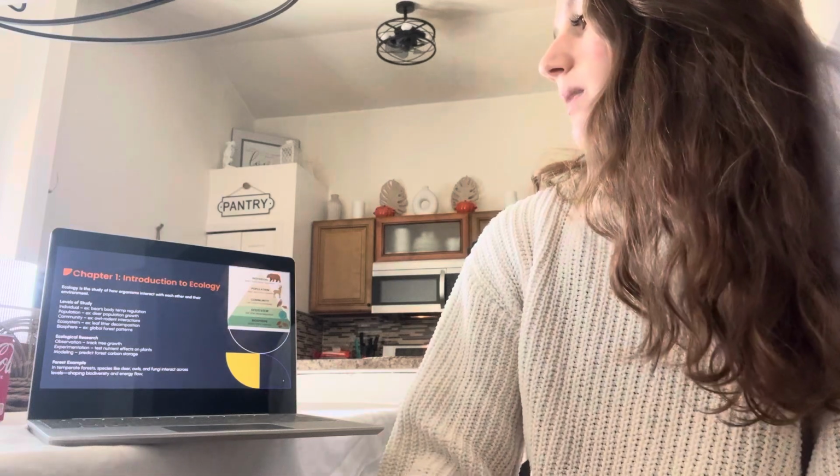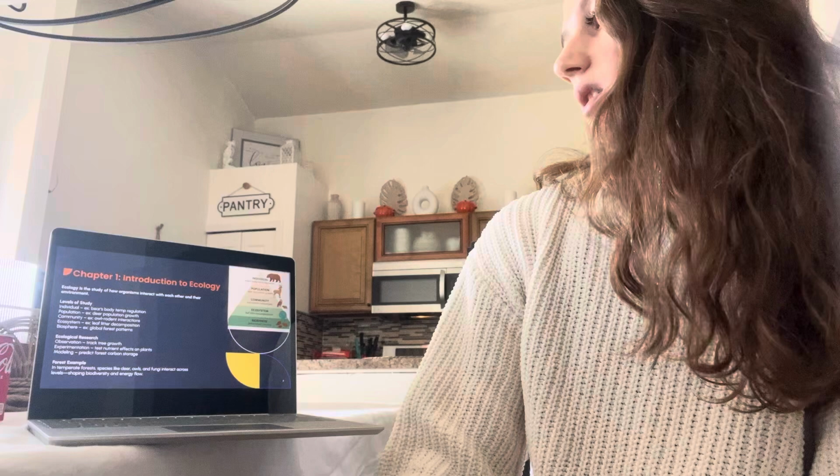An example would be in the temperate forest, species like deer, owls, and even fungi interact across levels, shaping biodiversity and energy flow. Pretty much ecology is all about interactions between organisms and their environment. And in the temperate forest, there's animals that all interact with each other in the ecosystem.